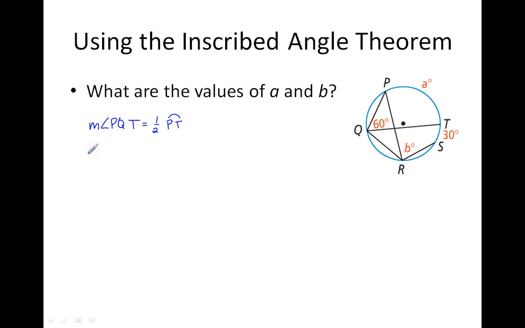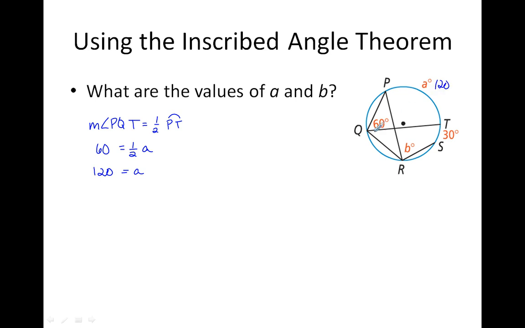Well, I know that the measure of angle PQT is 60, and that is half of that intercepted arc, which in this case is A. So if we multiply both sides by 2, 120 equals the value of A.